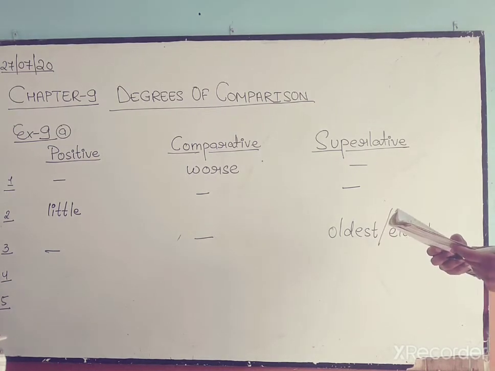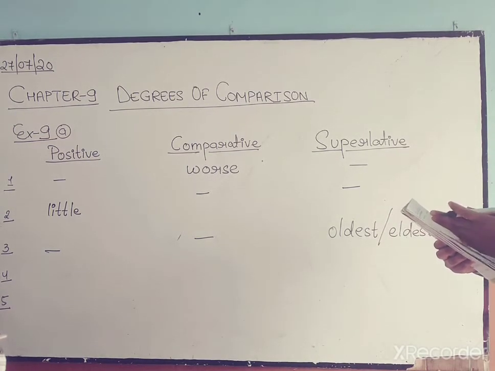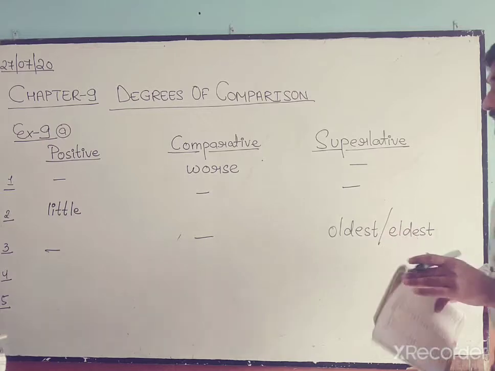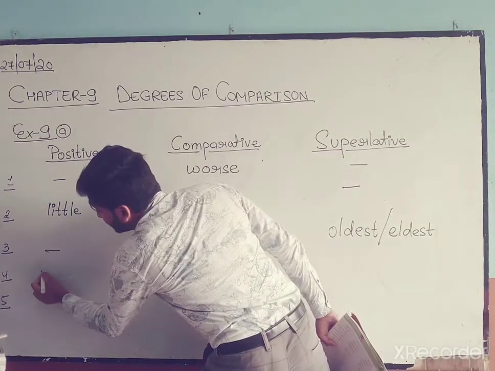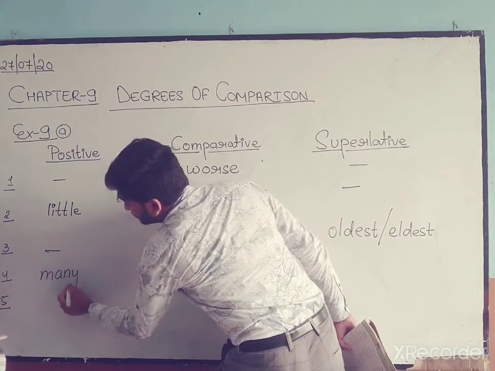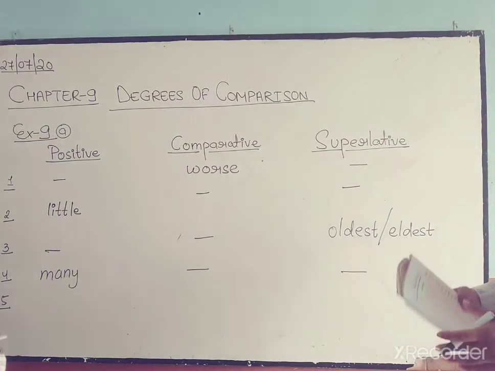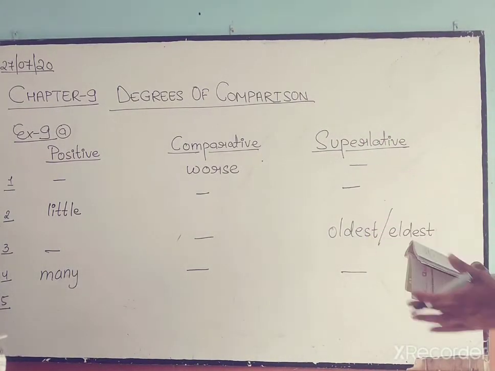Now come to number four. Number four में आपको comparative दिया है more and superlative दिया है most. We have to fill the positive one. It will be many, more, most. We can write much as well. Okay.